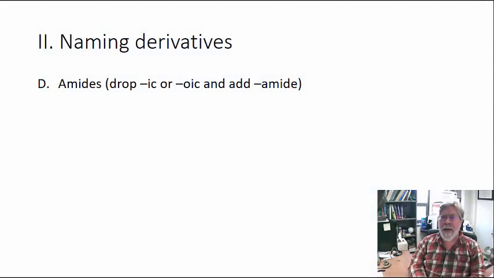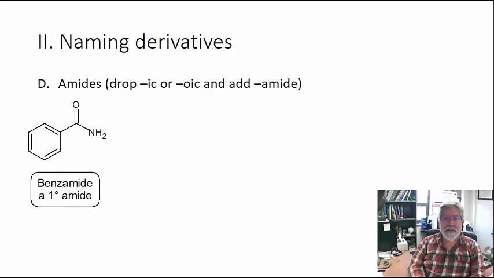Continuing on, amides. Pretty simple. Drop the IC or OIC this time and add amide. Okay? The first one comes from benzoic acid again. So you're dropping the OIC of benzoic acid to make benzamide. Notice that it is a primary amide. Why is it a primary amide? Remember that when nitrogen is involved, primary, secondary, and tertiary actually refers to the nitrogen and not to carbons as in the case of other functional groups. The nitrogen has two hydrogens on it. That's what makes it a primary amide.